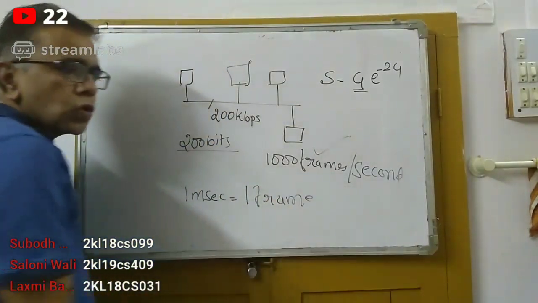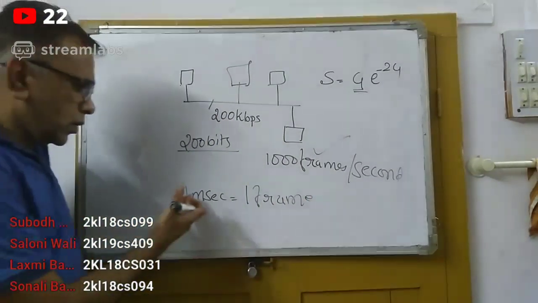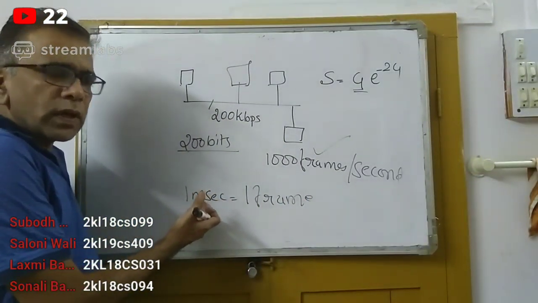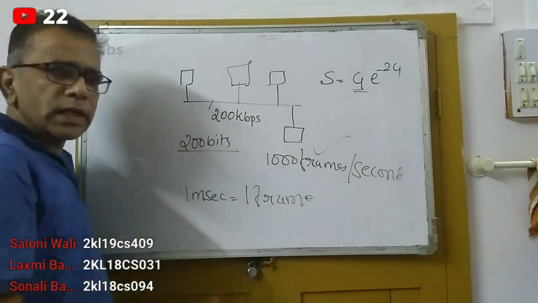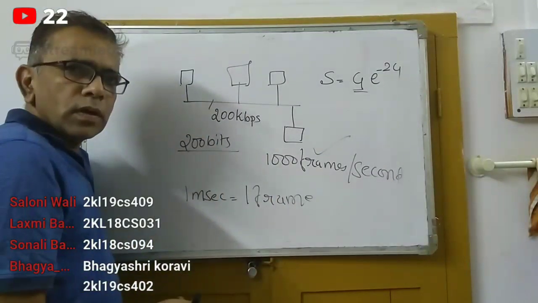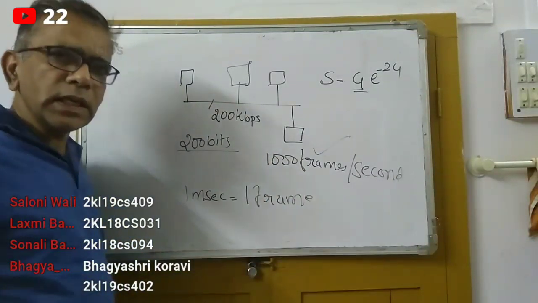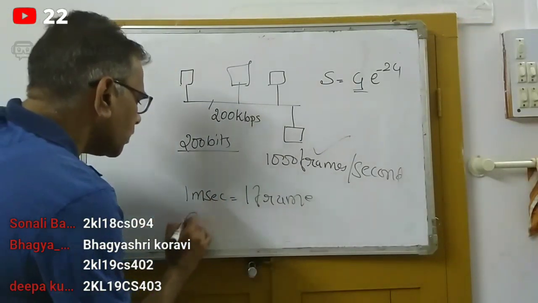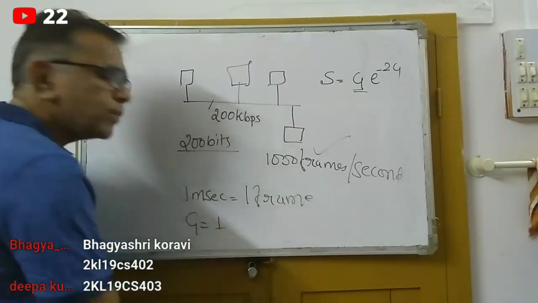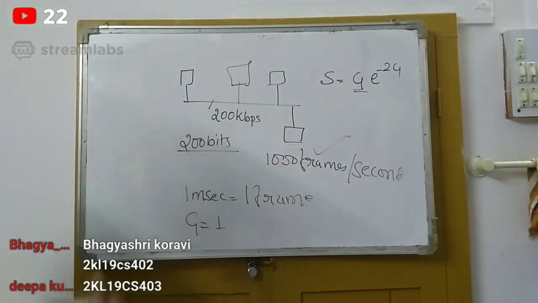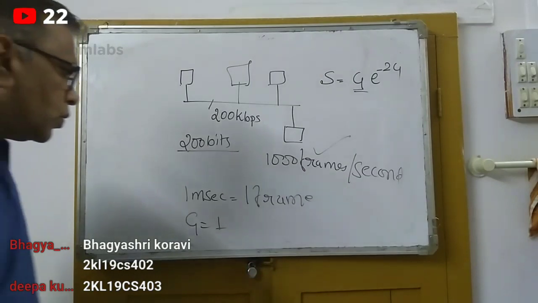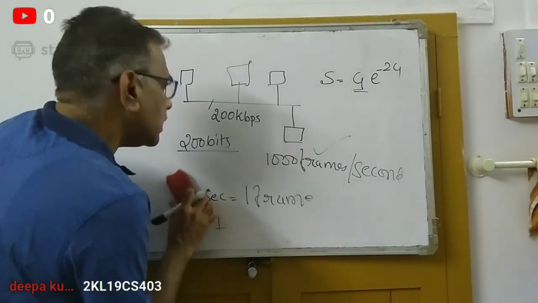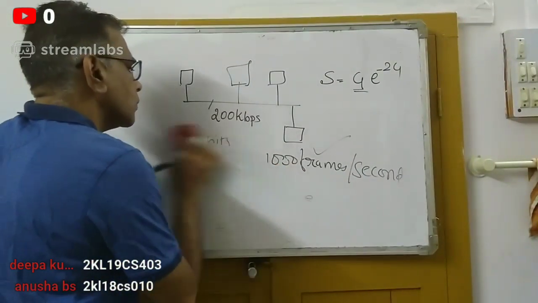Yes, so if I express this in terms of seconds, it is 10 raised to minus 3 seconds. So naturally the number of frames that are generated in 1 millisecond is 1 frame. So now I know the value of G. This is my G, it is 1 frame.